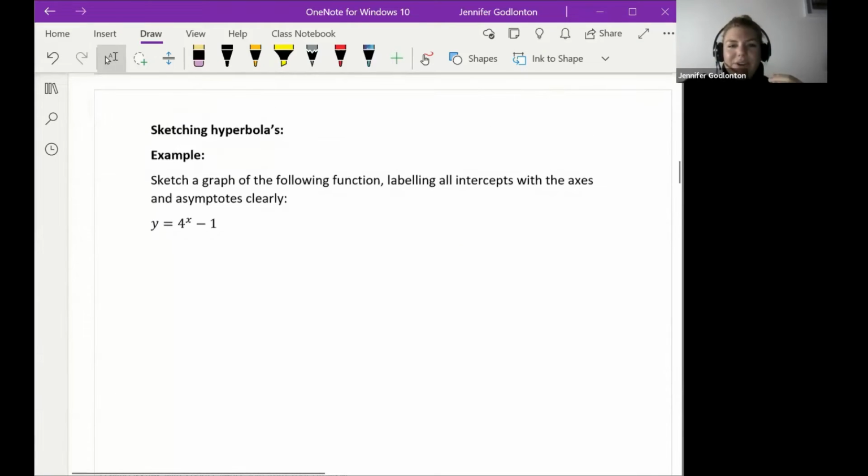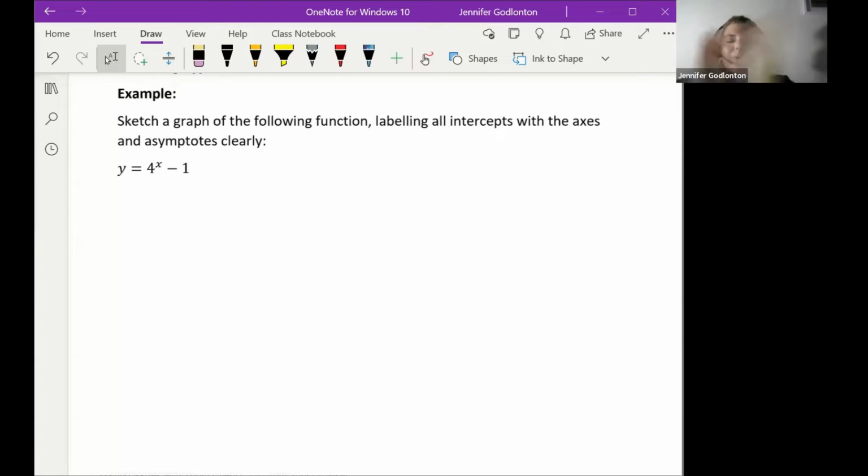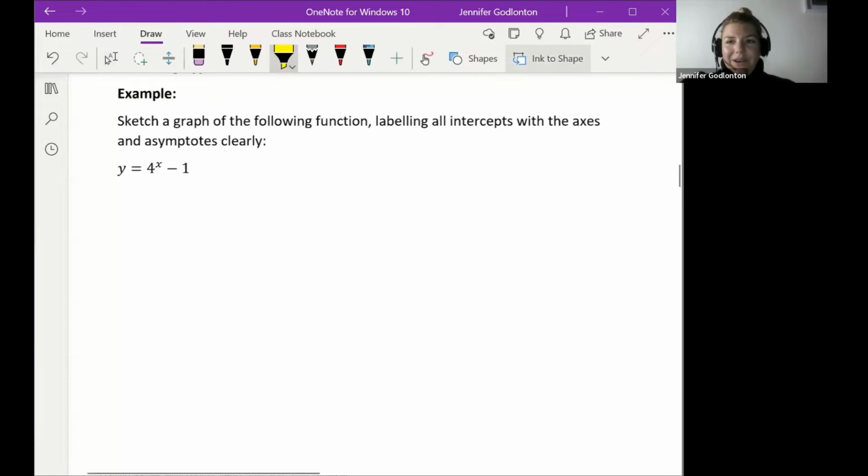Okay. So today, I've written sketching hyperbolas. I keep on writing the wrong thing. What we're going to be doing today is we are now going to be sketching these graphs. If these equations look familiar, it's because they were from my mistakes a week ago when I was trying to get you to draw exponentials, if you remember.